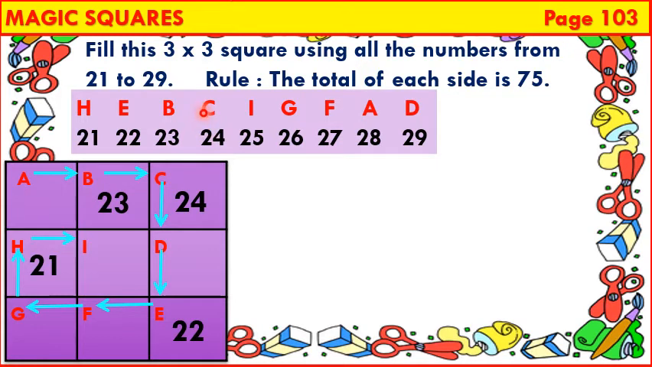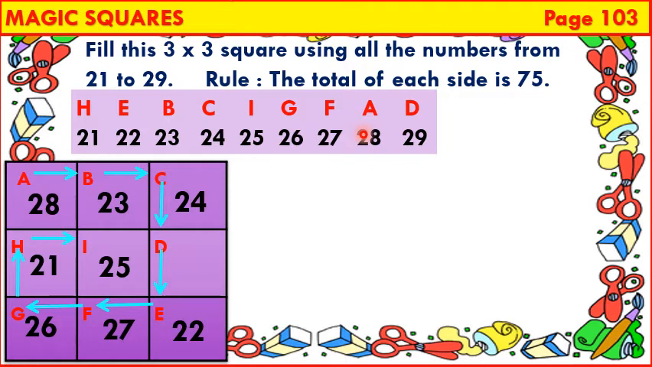Below C, 24 is written. So write this 24 below C in this magic square. Below I, 25 is written. So write this 25 below I in this magic square. Below G, 26 is written. So write this 26 below G in this magic square. Below F, 27 is written. So write this 27 below F in this magic square.